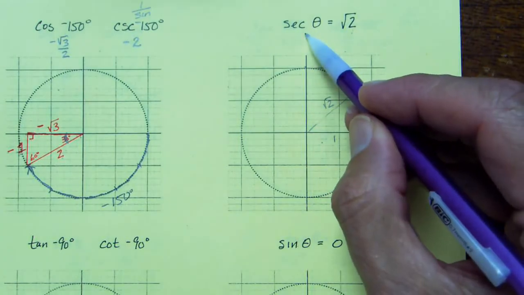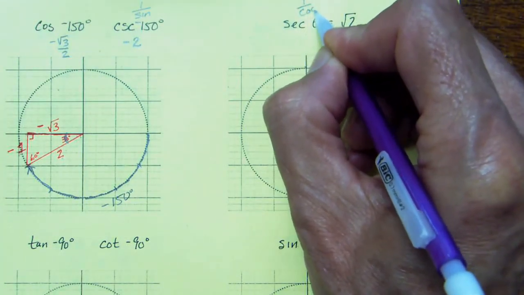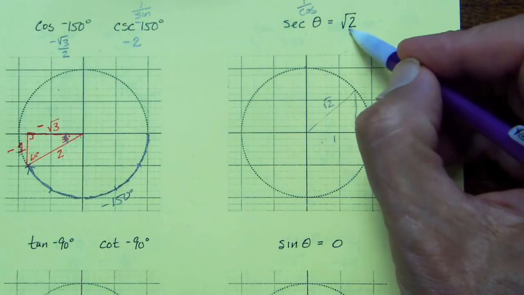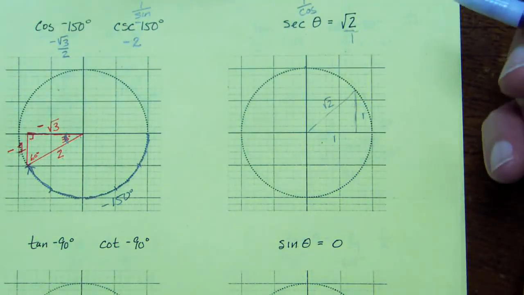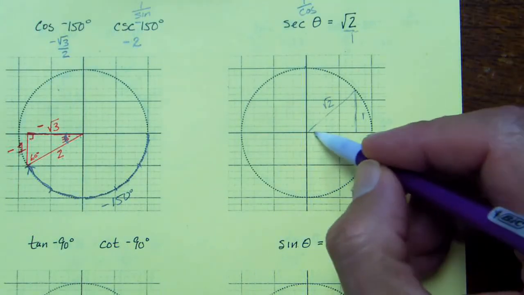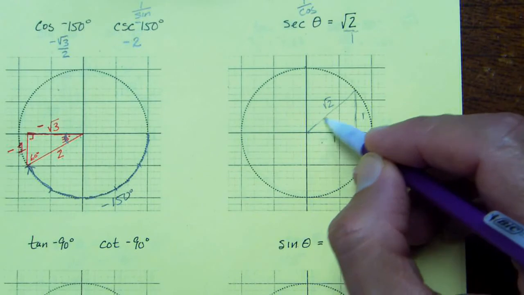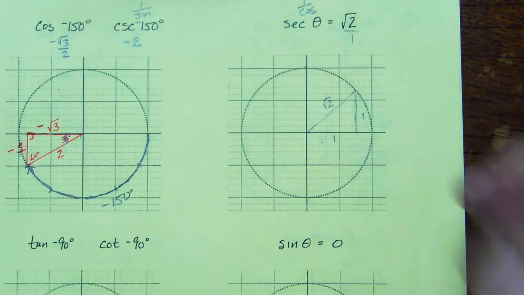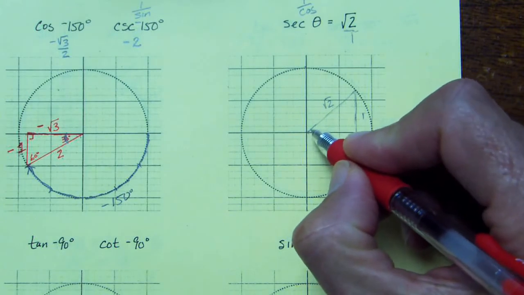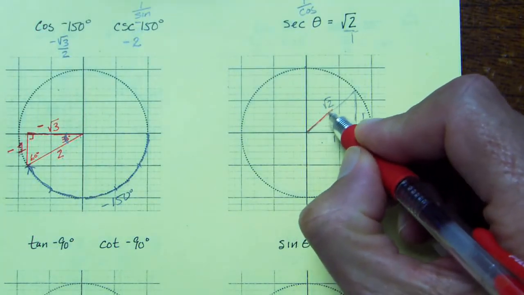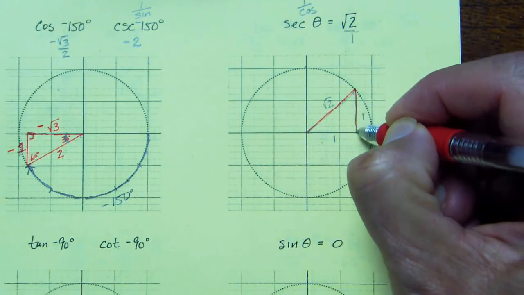Now secant is the reciprocal of cosine. So if I want the secant to be √2 to 1, that means I want the cosine to be 1 over √2. Well, I think we have it right here. This is 1 over √2. So I think we're in the perfect spot. We were pretty fortunate. We got it on the very first time, right in here.